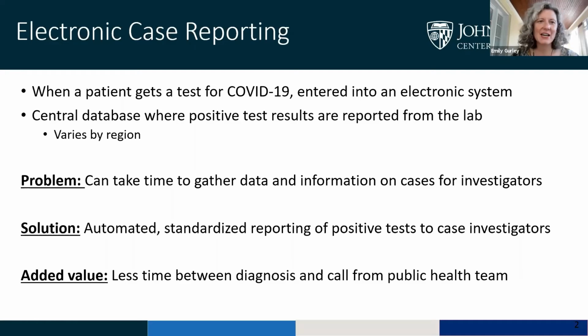So just as an example, electronic case reporting is an example of technology that helps with contact tracing, right? When a patient gets a COVID-19 test, that goes into an electronic system. And then there's a central database where the public health department can pull that test result out as a part of contact tracing programs. And the faster that is, the better it's linked with other data sets. It's automated. It makes it easier and saves time if this is all in one electronic database. It means that there's less time between the diagnosis and when the public health team can act. So this is one example of tech.